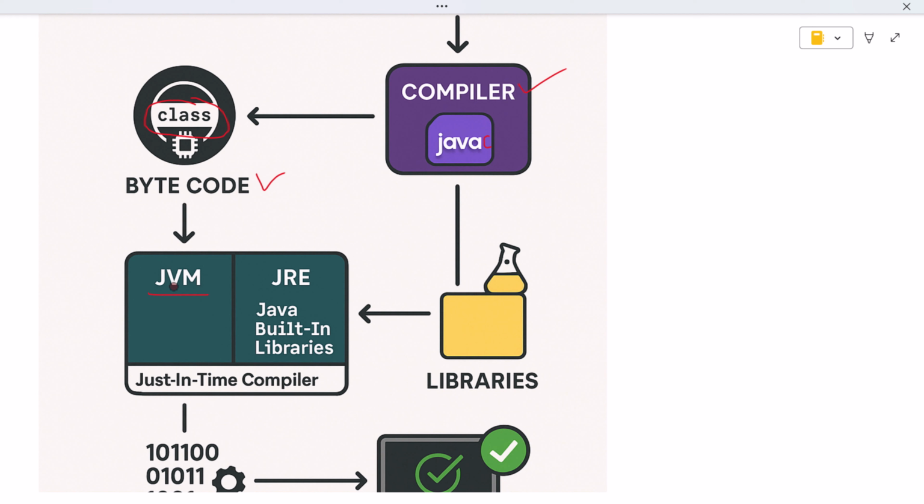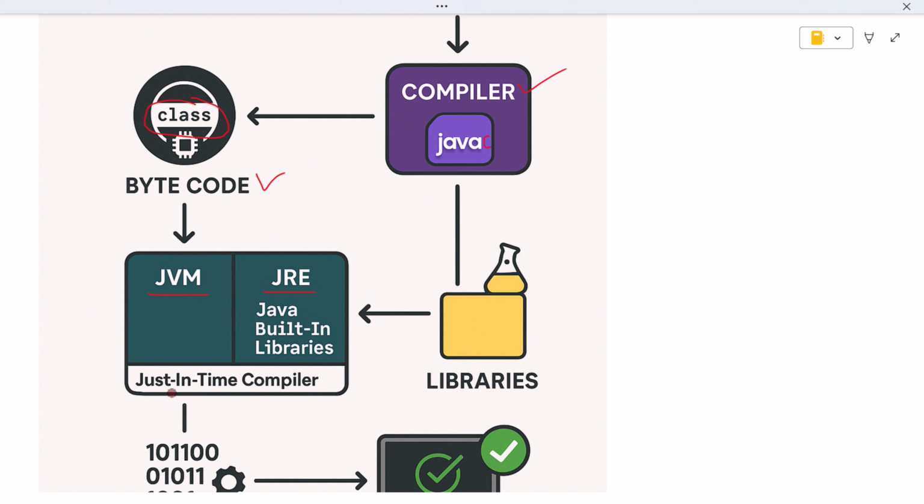Once we have bytecode, we pass it to the JVM, or Java Virtual Machine. This is where things get interesting. The JVM is part of the JRE, or Java Runtime Environment. The JRE includes the JVM plus all the built-in Java libraries your program might need to run, like math functions, date and time utilities, or graphical tools. The JVM reads the bytecode and prepares it for execution, but it doesn't just interpret it line by line.